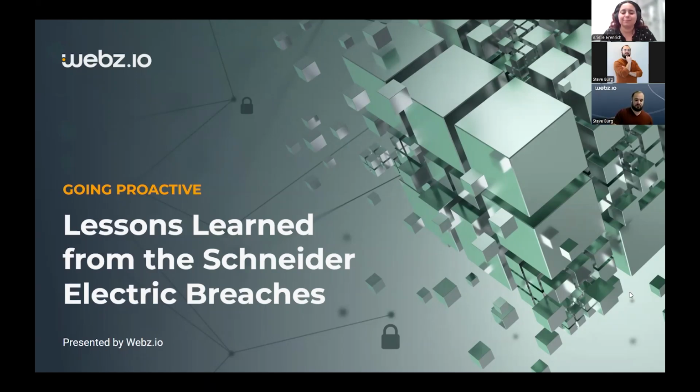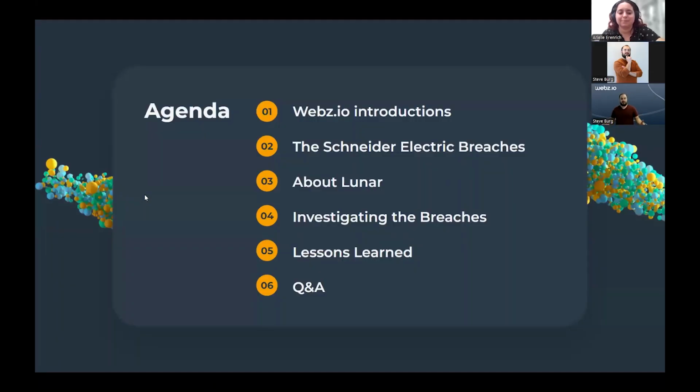Before we get started, just a few housekeeping things that we need to take care of. First is our agenda. Today I'm going to start by introducing you to our two speakers as well as a little bit about our company, what we do. The second is going to be getting into the Schneider Electric breaches themselves. We'll discuss all the different breaches that happened, how they happened, why they happened, and what the impact was of them. We'll get a little bit into Lunar, which is where we're going to show you a really, really cool investigation, but obviously we want you to see what the product is that you're actually going to be seeing. Then we'll investigate the breaches and do some lessons learned, and finally a short Q&A.